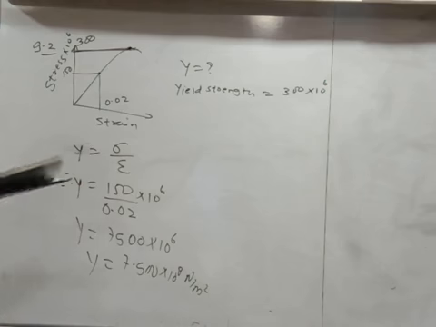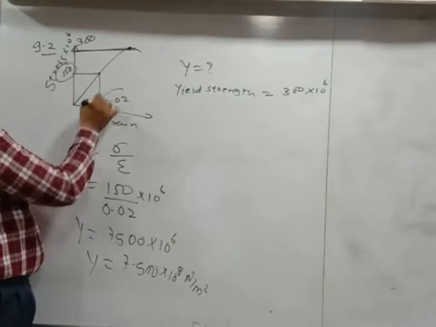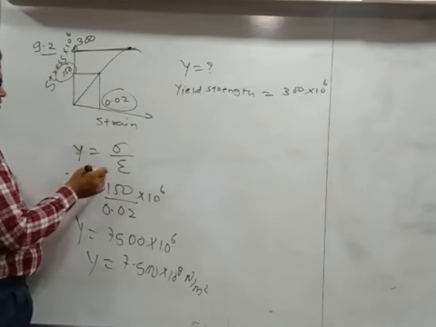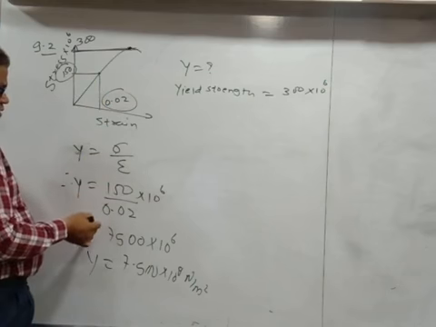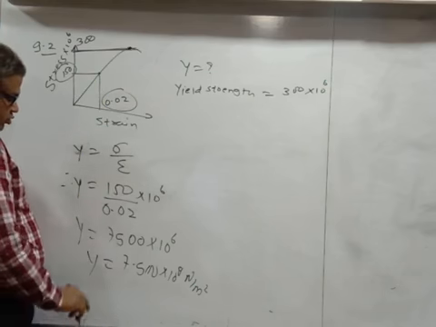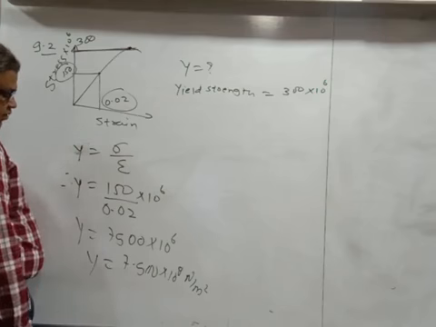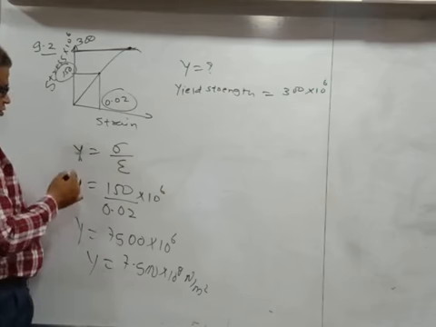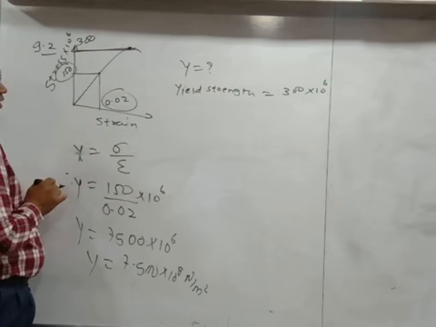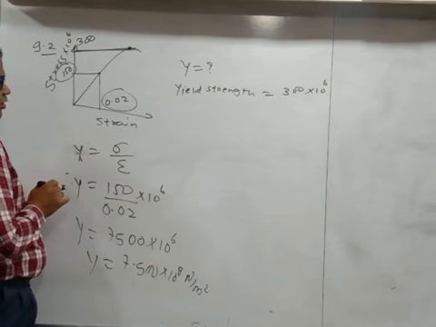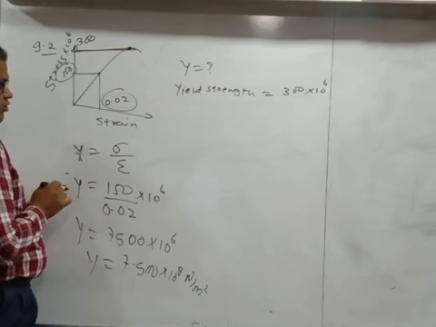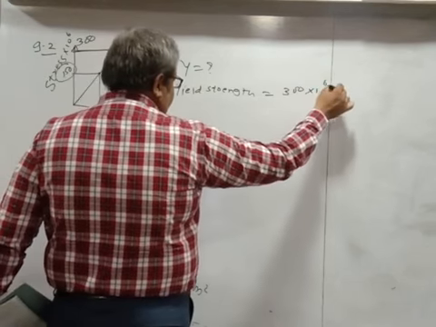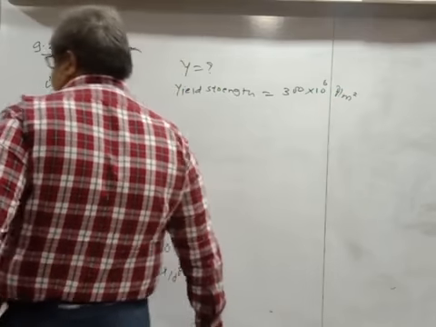Newton per meter square. So what we did here, we simply took this stress and this strain and divided stress by strain, right? So what do we have here? We have 7.5 into 10⁹ Newton per meter square as the Young modulus for this particular material, and yield strength is 300 into 10⁶ Newton per meter square.